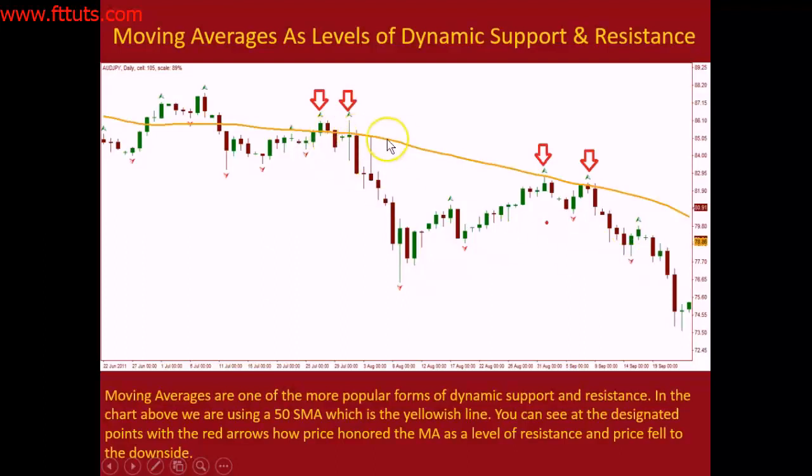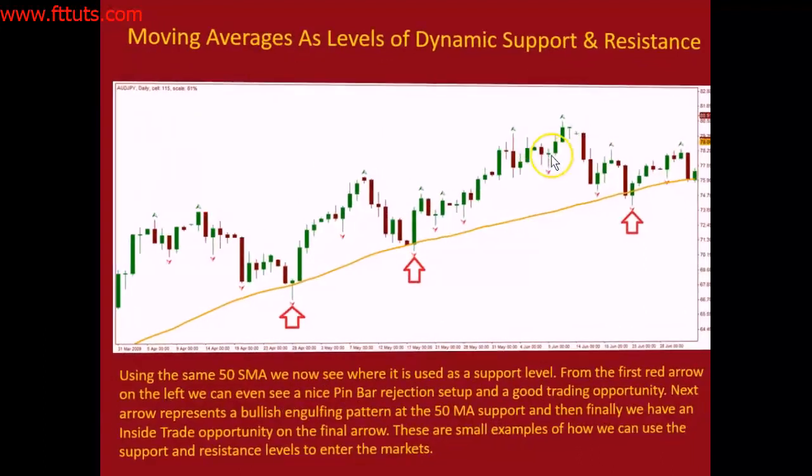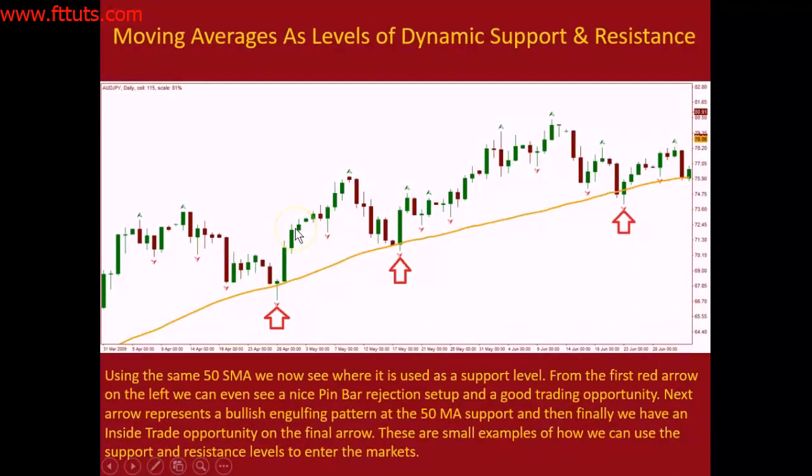So therefore you could use the moving average as a support and resistance level. Here you could see again the same moving average. Using that same moving average, we're looking at it as support levels. From the first red arrow to the left, we can see even a nice pin bar rejection on that first level. So you have a pin bar rejection, and a good trade.